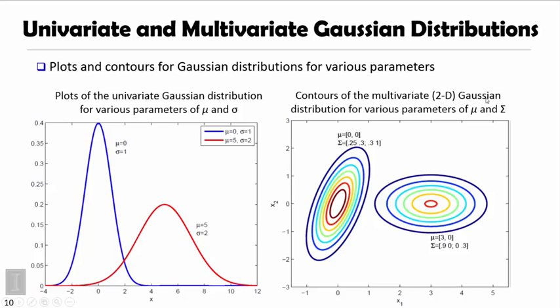Then for the 2D Gaussian distribution, we give mu and sigma. We draw the contours for one set of parameters mu and sigma here. For another set of mu and the covariance matrix sigma, we'll draw like this. Okay, so this is a typical way to visualize different parameters for the Gaussian distribution.